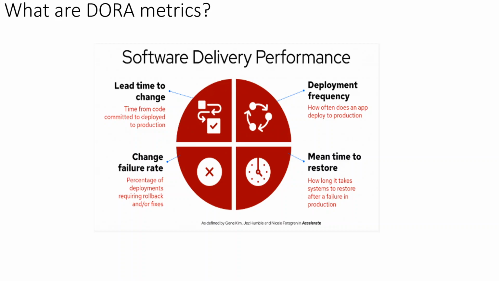Change lead time, or cycle time, means the time to implement, test, and deliver code for a feature, and it is measured from first commit to deployment. This time starts when a developer finishes their work and commits the change into the repo, and it ends when that change is deployed into production.